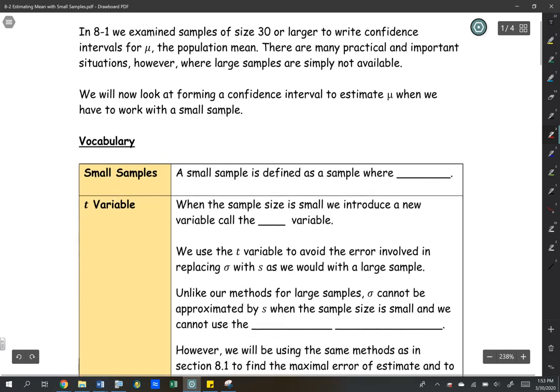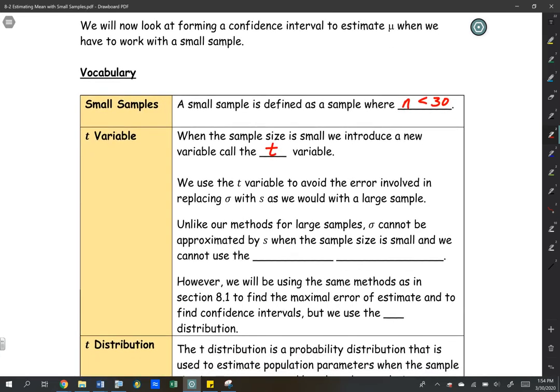So a small sample is defined as a sample where n is less than 30. A large sample is where n is greater than or equal to 30. When we do small samples, we're going to be using something called a t variable. When the sample size is small, we introduce a new variable called the t variable. We're going to use that variable to avoid the error involved in replacing the population standard deviation with s as we would with a large sample. So we're really just distinguishing that we're using a small sample, and we're going to distinguish that with the t variable.